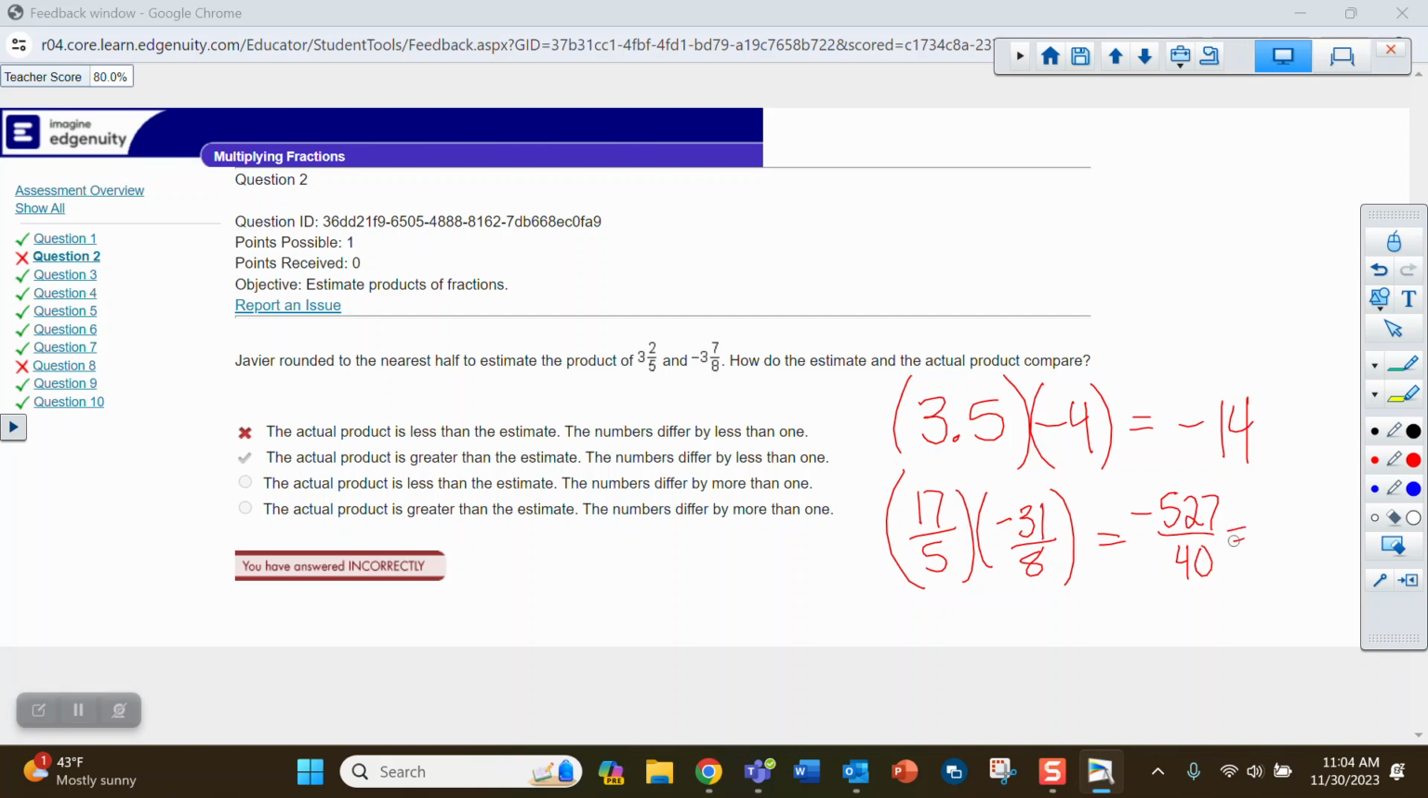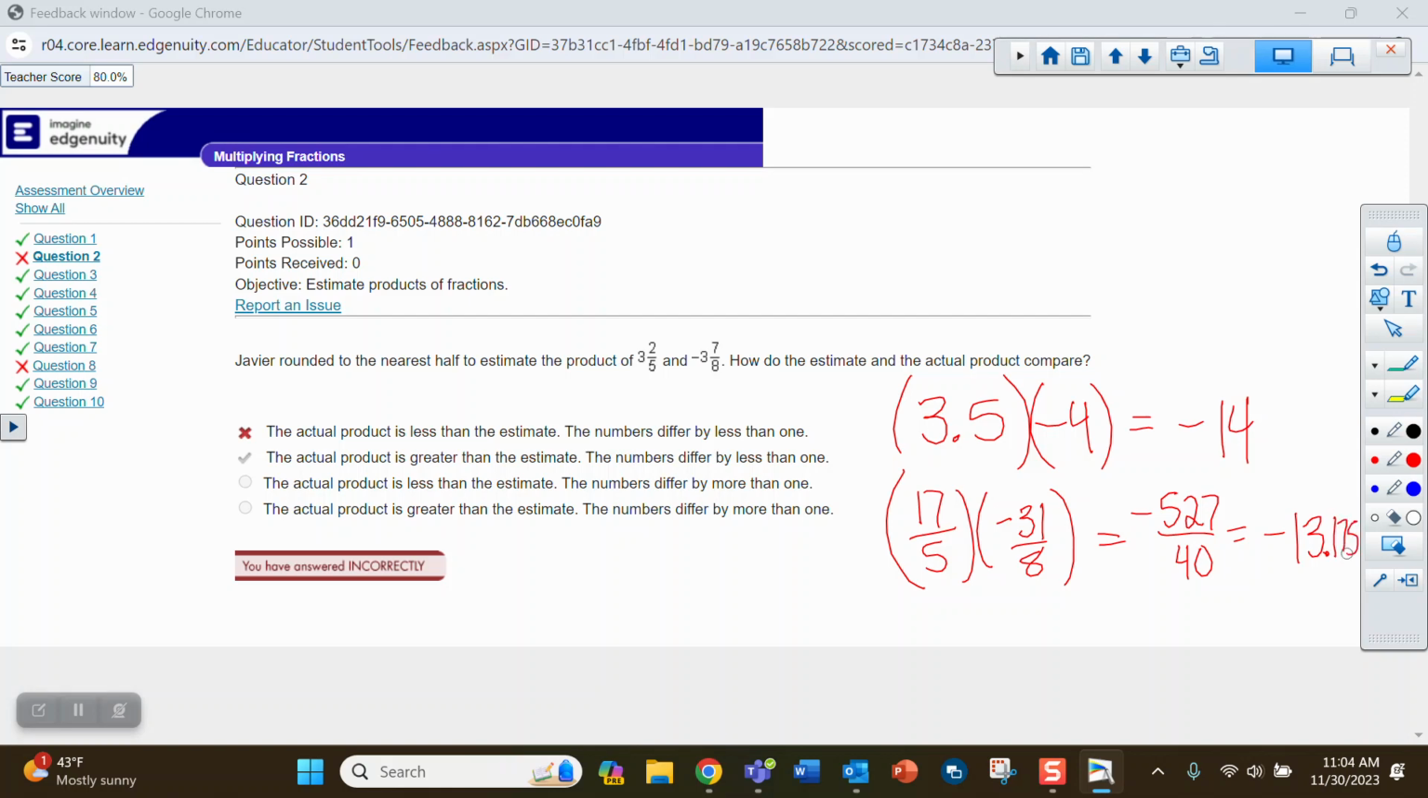-527 over 40. I actually did all this in advance so that I could look over the problem and then try to give you a better explanation. And then it dawned on me pretty quickly why I was also struggling with this answer. But if you take 527 and divide it by 40 in a calculator, you are going to get -13.175 if I squeeze that in.